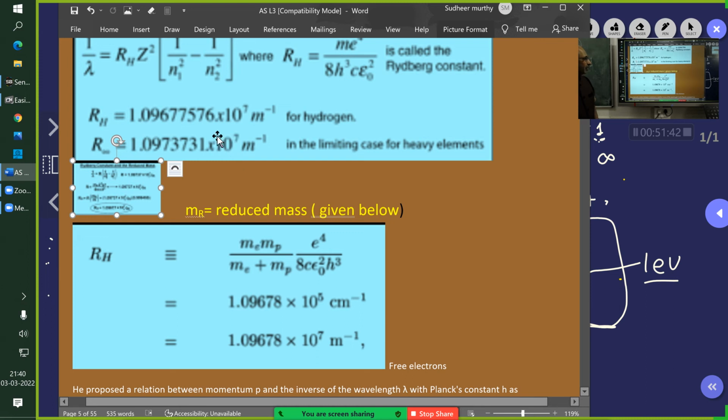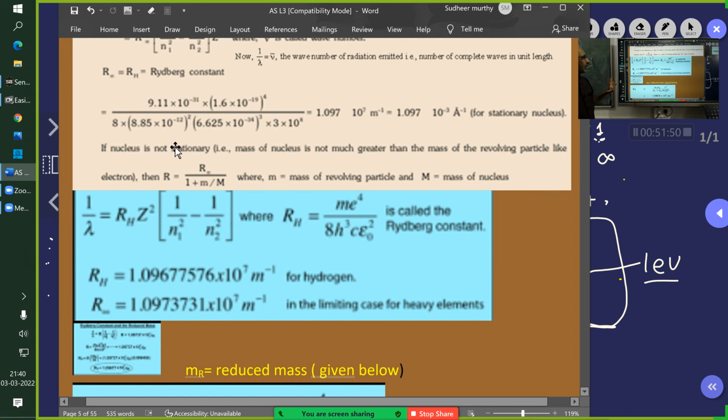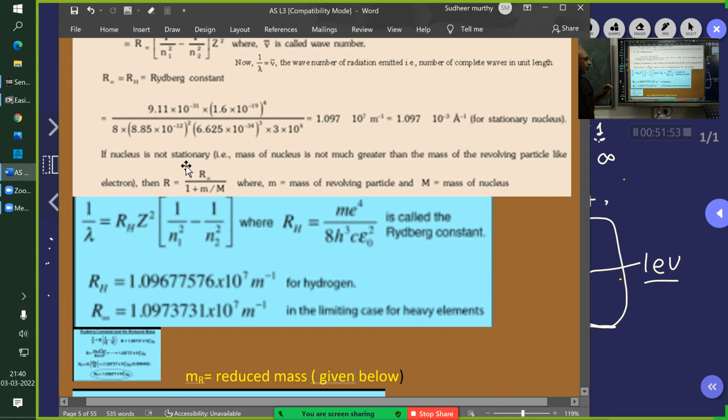So that is the difference between the Rydberg constant for heavy elements and the Rydberg constant for the hydrogen-like atoms. You can very well see here that if the nucleus is not stationary, that is, the mass of the nucleus is not much greater than the mass of the revolving particle like electron, then R is equal to R infinity divided by 1 plus m by M, where m is the mass of the revolving particle. In this case, it is electron, and M is the mass of the nucleus. Okay, friends?